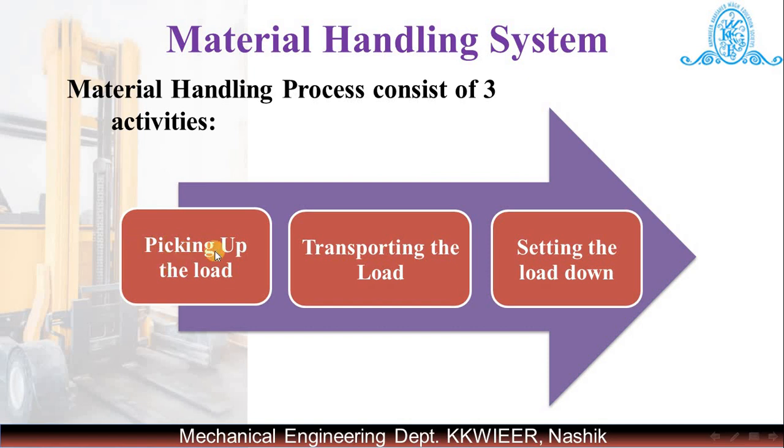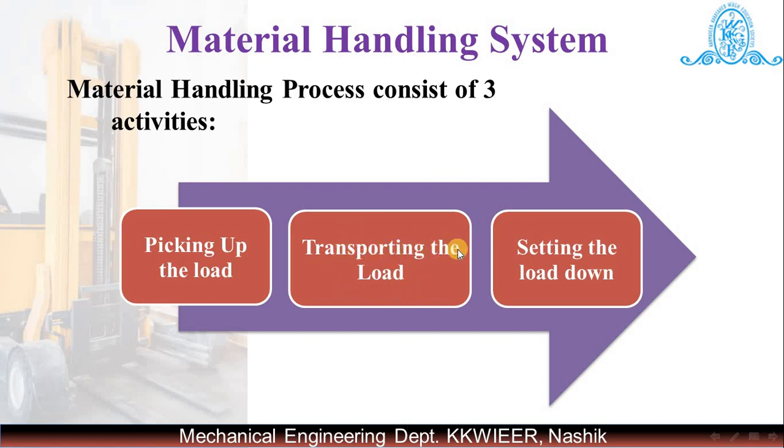The first one is picking up the load. Whatever the industrial product is, we first have to pick the product from the manufacturing line. Then the second step comes into the picture, that is transporting the load. The product is to be transported from the place where it is picked up to a suitable location. So transporting the load will be our second step.